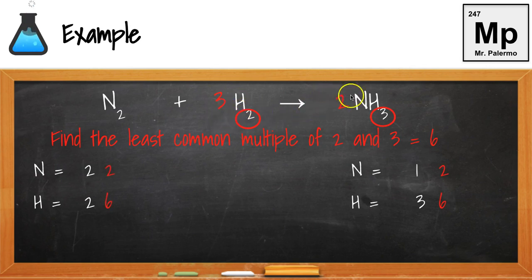And then because I had a 2 out in front here, 2 times the 1 N gives me 2 N's. And then I already have 2 N's over here. And so now you look and see the number of atoms on both sides of my reaction. The reactant side and the product side are the same. We have 2 N's on the left, 2 on the right, 6 H's on the left, and 6 H's on the right. And because we have the same number of atoms, we know the mass is conserved.